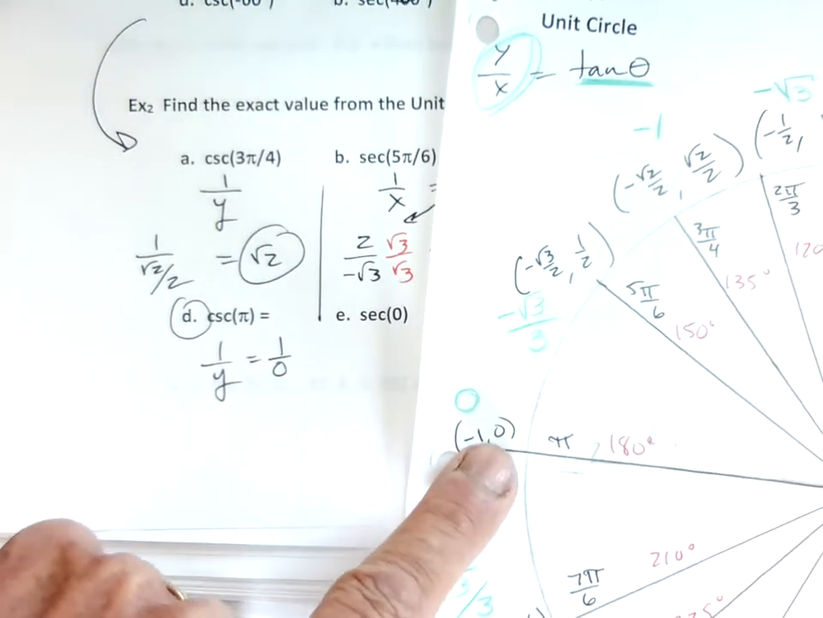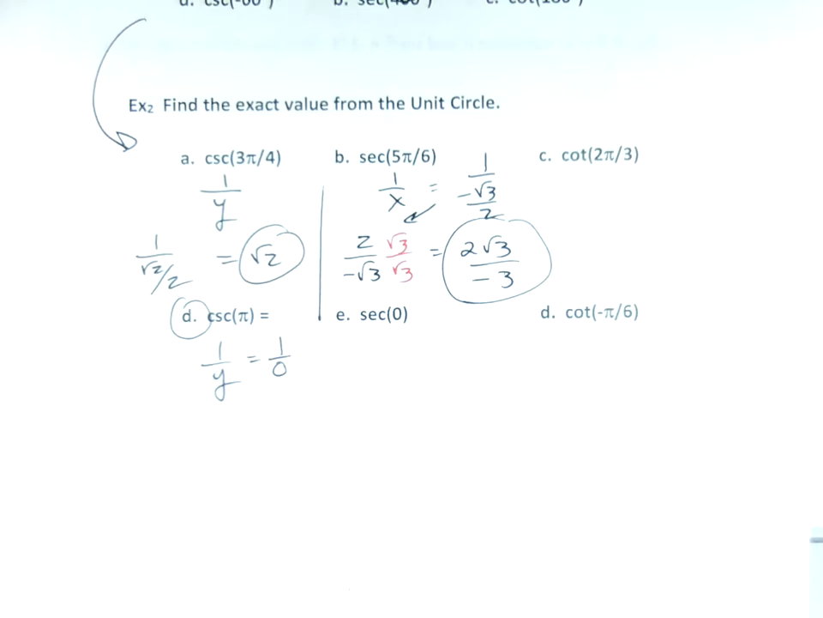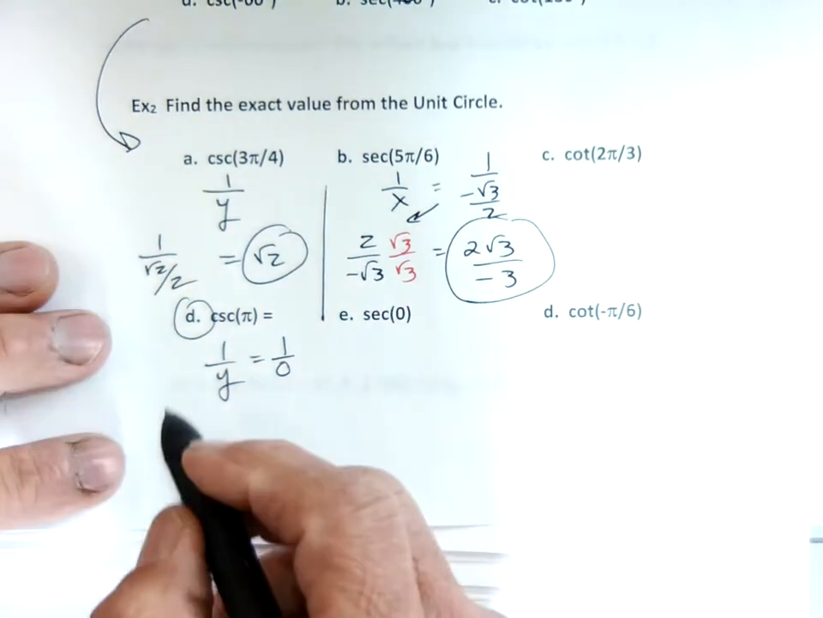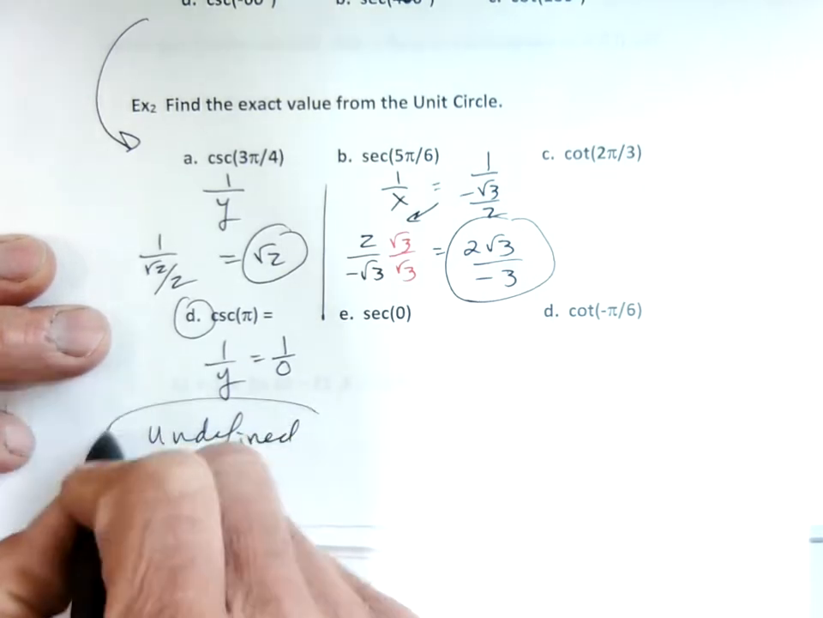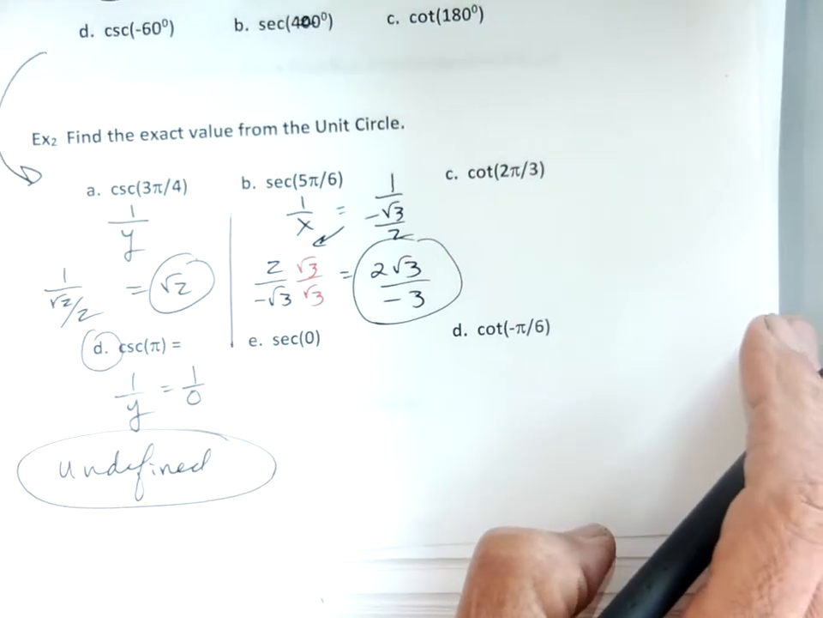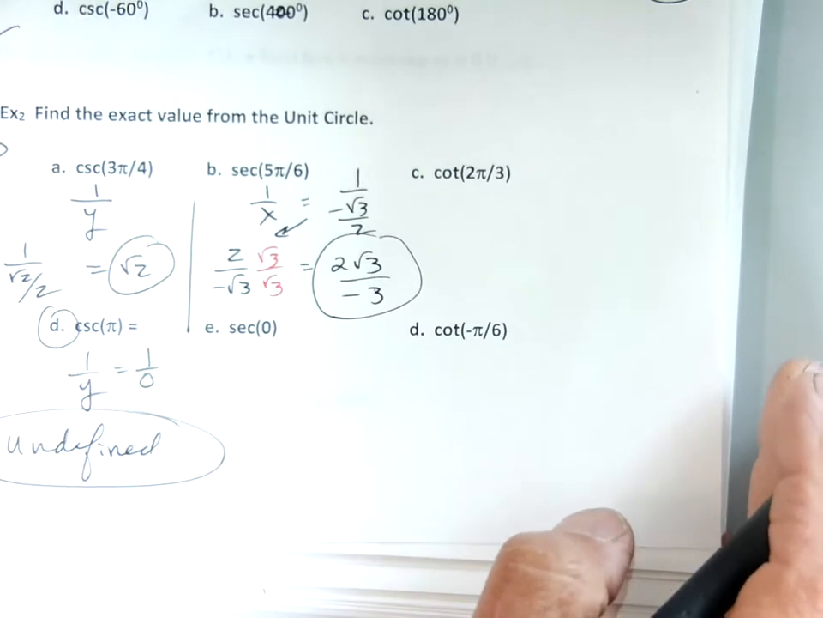Okay. Cosecant of pi, the y value is 0. Cookie Monster sad. You guys agree? Undefined. Don't write empty set. It really is just undefined. If you wrote the empty set, I wouldn't mark it wrong, okay? All right, let's do D.